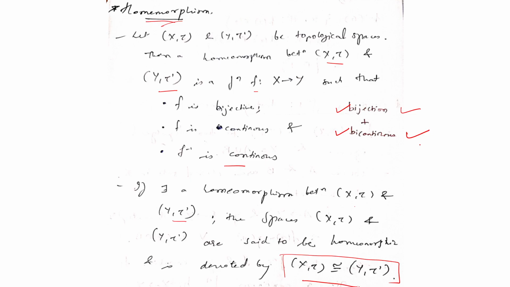Next, if there exists a homeomorphism between (X, tau) and (Y, tau dash), then the spaces are said to be homeomorphic, and it is denoted by (X, tau) homeomorphic to (Y, tau dash). Fine. So this is basically the definition of a homeomorphism.